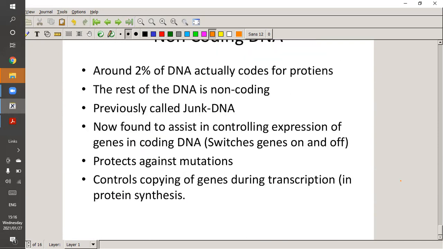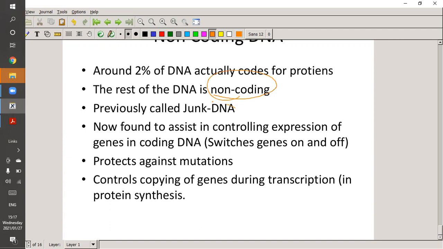People, in DNA there's also a large amount of DNA, about 98% of the DNA, that codes for absolutely nothing. Okay, I hope you heard the pause there. That was for dramatic effect. That means nothing. Only about 2% of the DNA actually codes for proteins. The rest of the DNA is non-coding DNA.